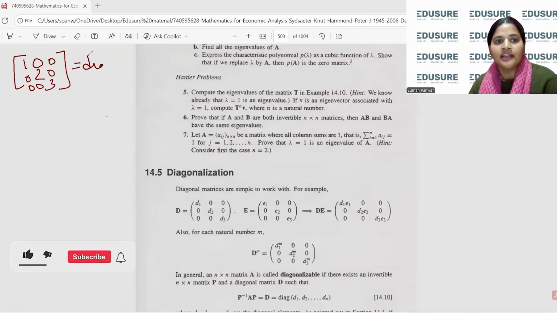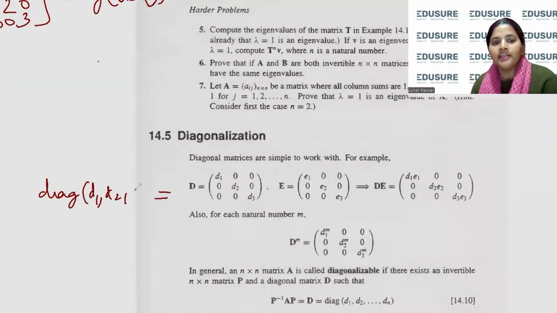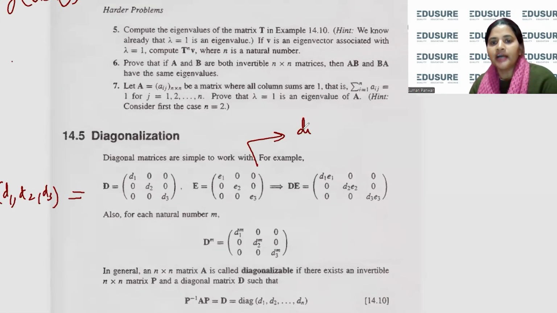I can write it as diagonal 1, 2, 3. That means the non-zero element in the first column is 1, non-zero element in the second column is 2, non-zero element in the third column is 3. That is what is meant by diagonal. So look at this D. This is diagonal D1, D2, D3. This E is diagonal E1, E2, E3.